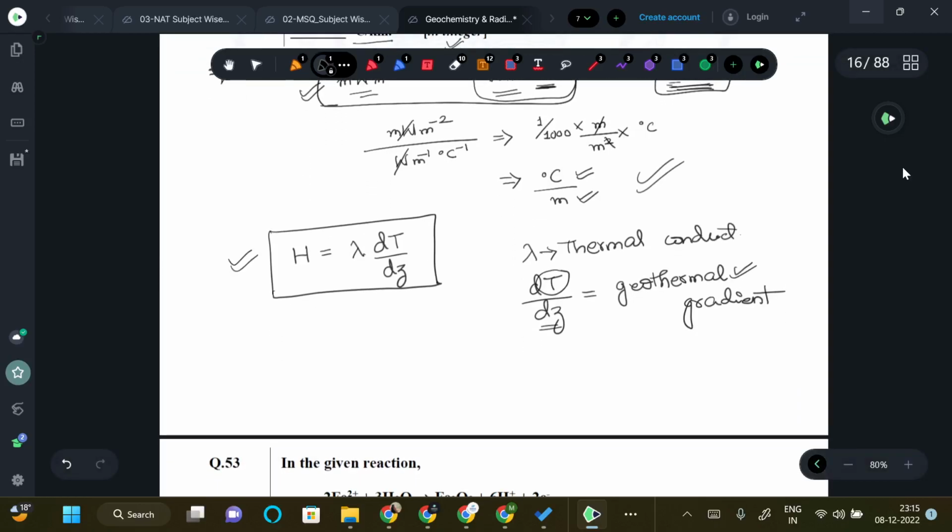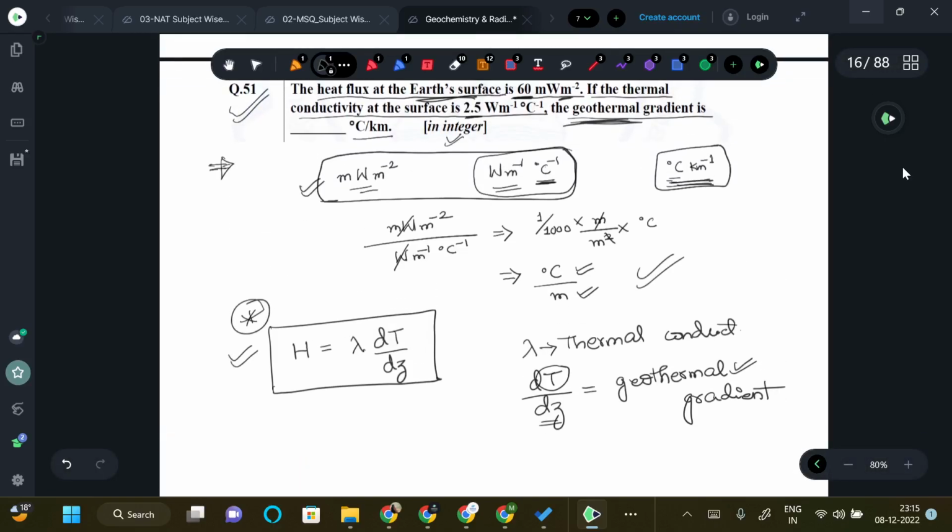So now just simply put the formula. This is an easy formula actually. H is equal to lambda dt by dz. So here also you can see H is given as 60, lambda is given as 2.5, into dt by dz. It is asking for this complete value.